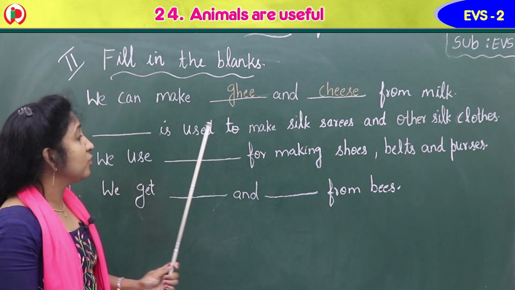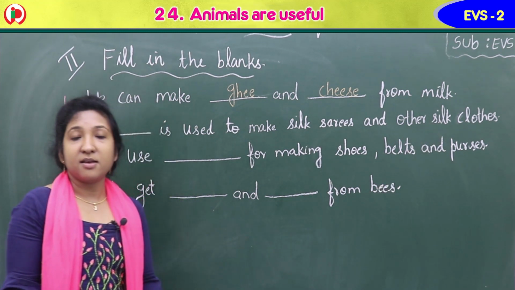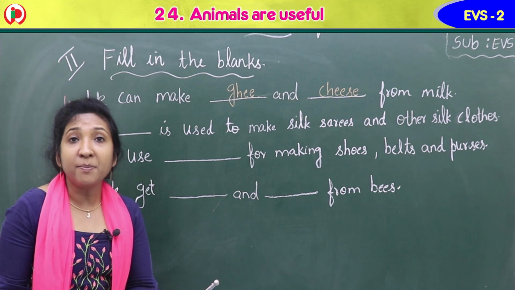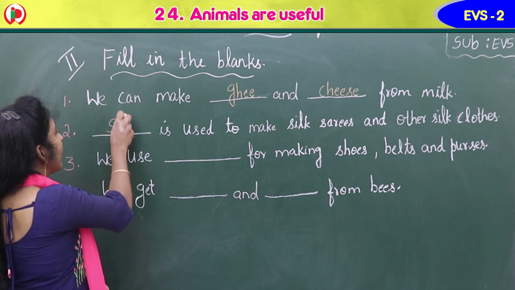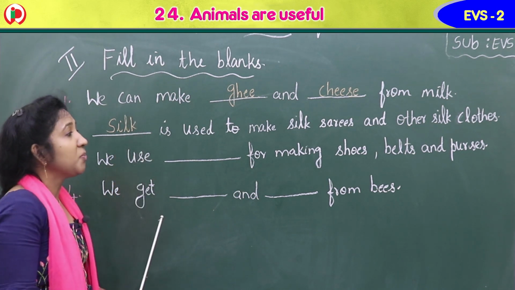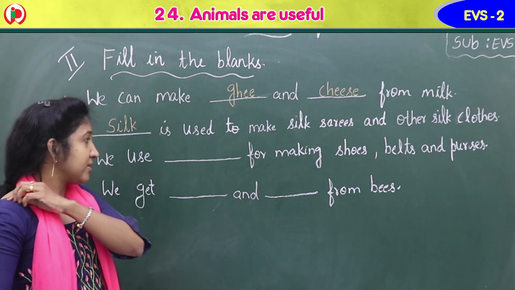Second, dash is used to make silk sarees and other silk clothes. Yes, we make silk clothes from silk. Silk, S-I-L-K. Silk is used to make silk sarees and other silk clothes.